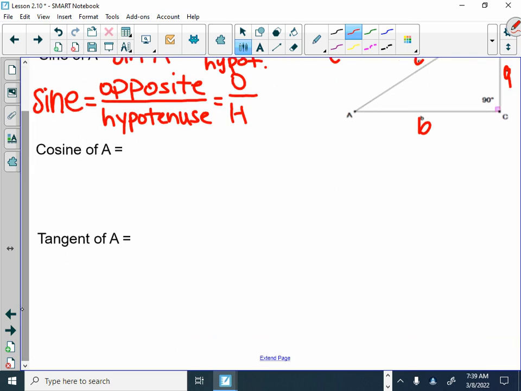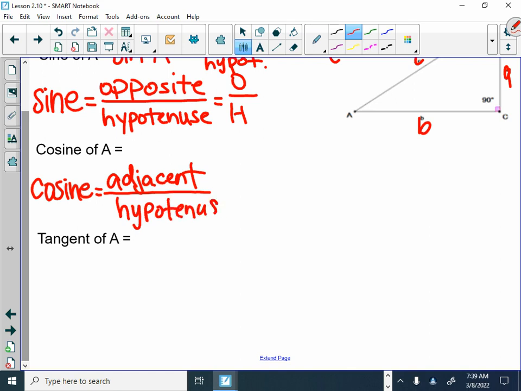Okay? The next one is cosine of A. Your ratio for that is adjacent over hypotenuse, or for your CAH in your mnemonic, A over H. Anyone remember what adjacent means? Next to, good, next to. So adjacent is going to be the leg next to the angle, not the leg across from it. You've only got two legs to choose from, so the leg that is next to the angle.